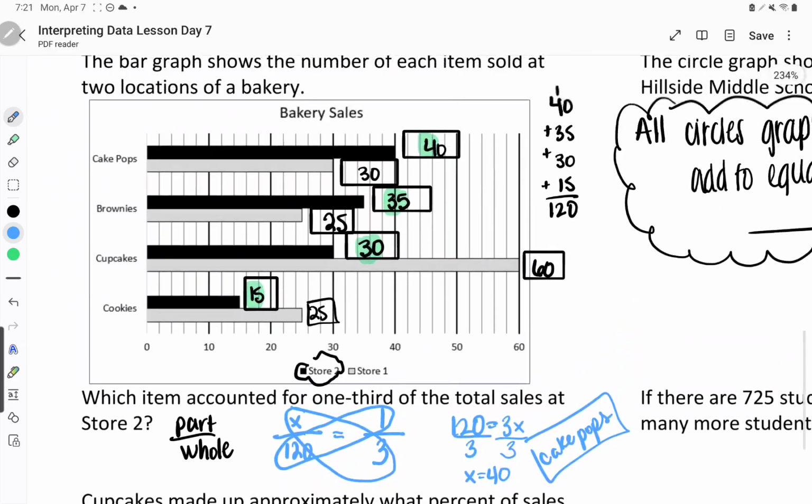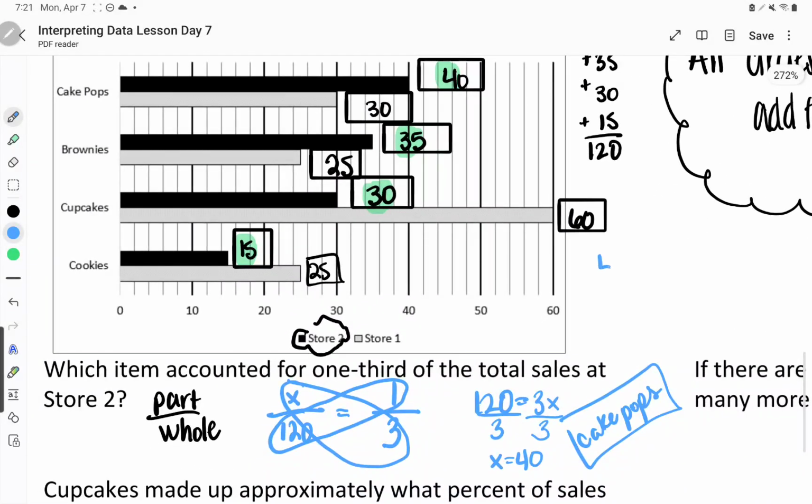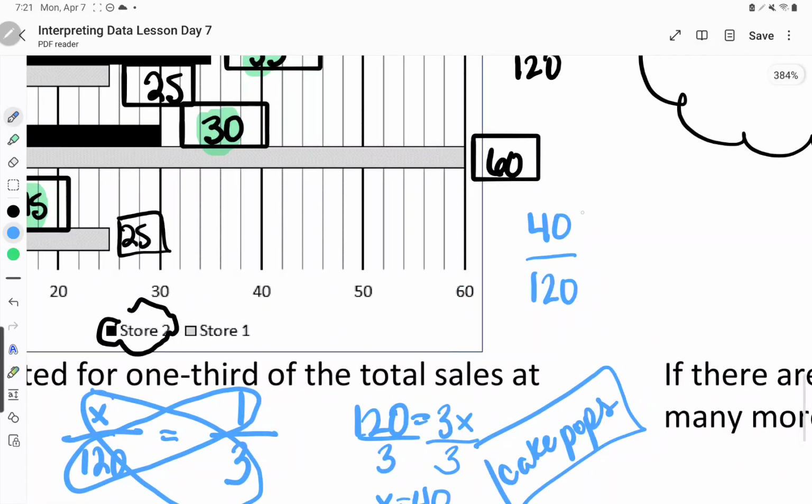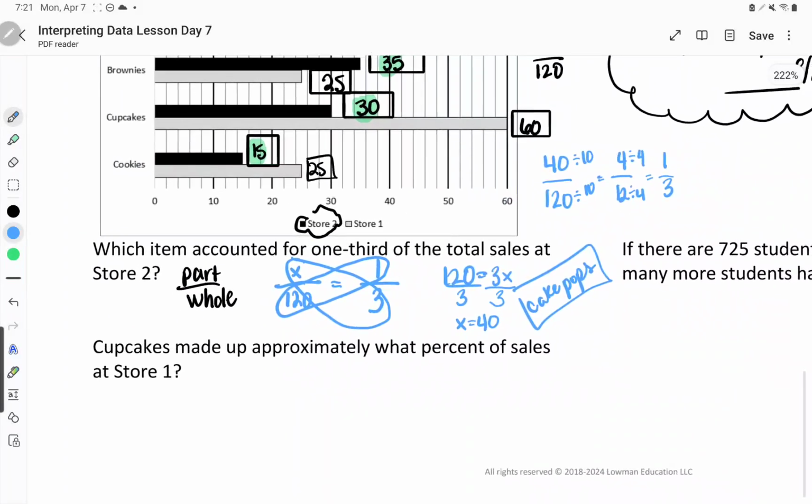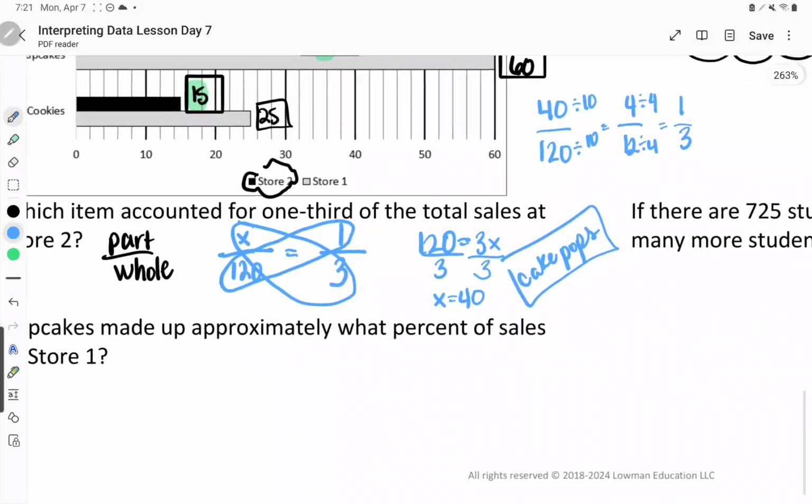The other way that you could have done it is you could have gone through and said, okay, so I'm going to try 40 over 120, and I'm going to see that those are both divisible by 10, probably to start with, and that would give us 4 over 12. And then those are both divisible by 4, and so that would give me 1/3. And so I would see that the Cake Pops account for 1/3 of the sales.